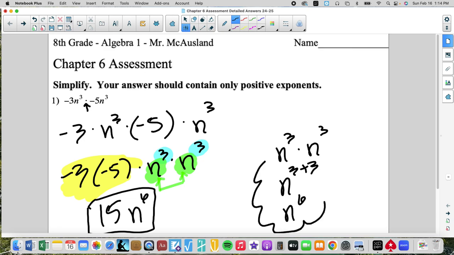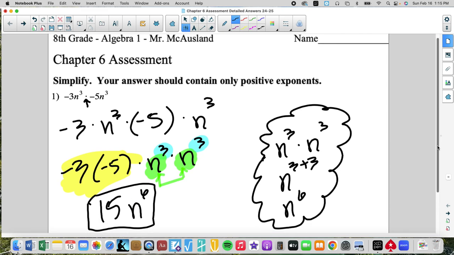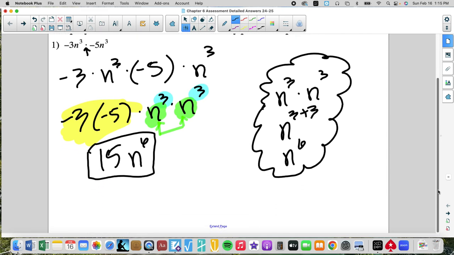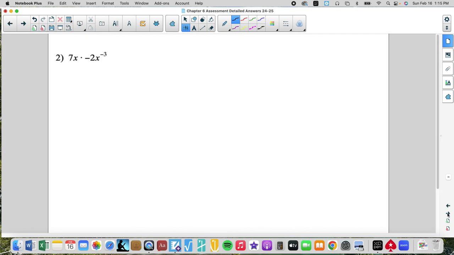So that's the property that we focused on quite extensively in the 3 weeks leading up to this assessment. So we should be using that. We don't have to necessarily write that out. We can just understand the process and the logic behind that problem. So coefficients one way, like bases multiplying a different way.